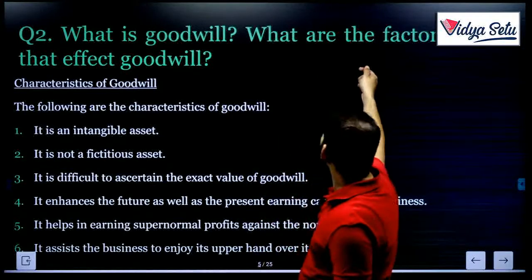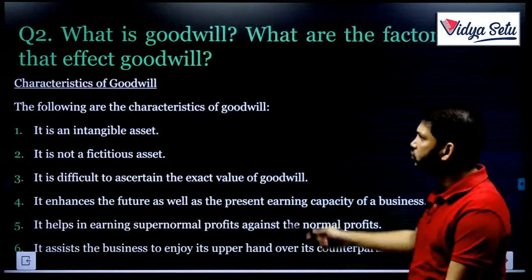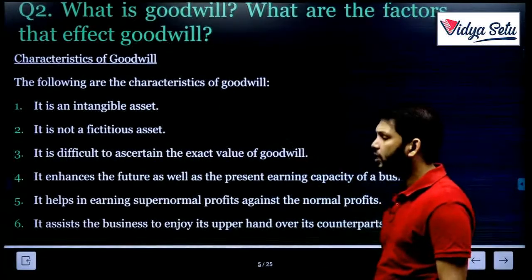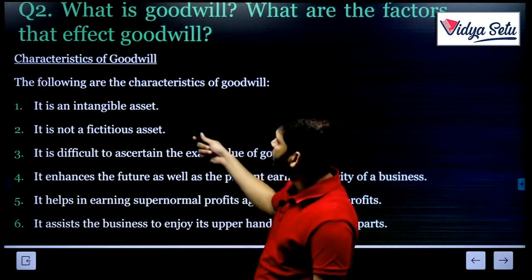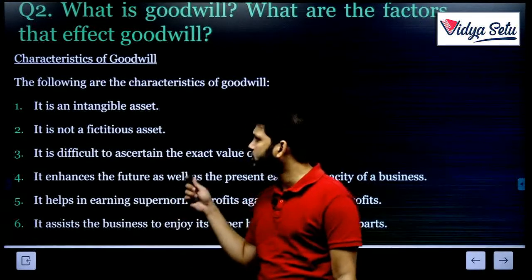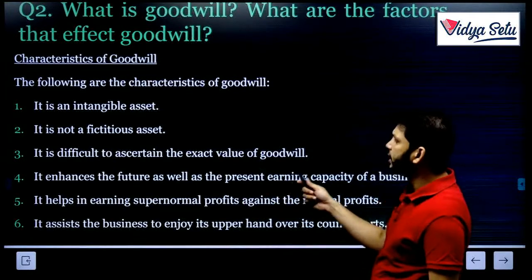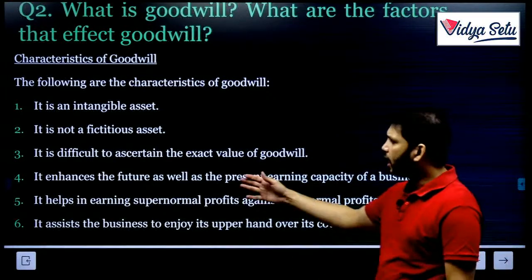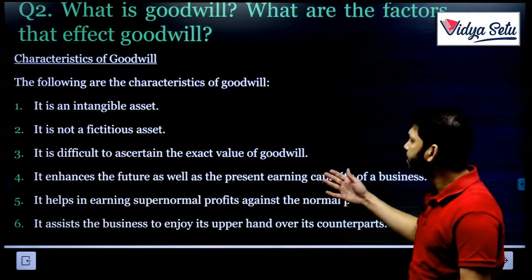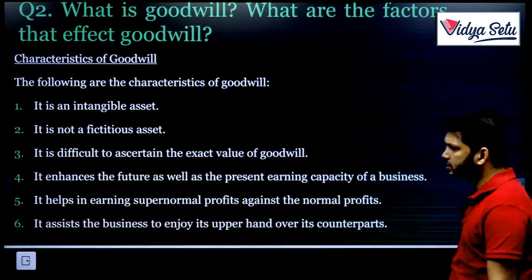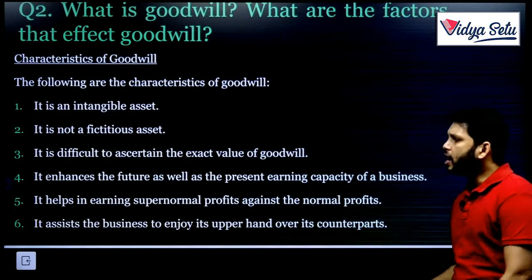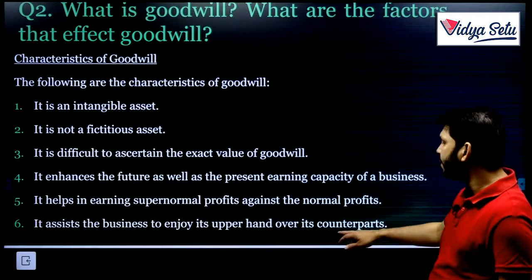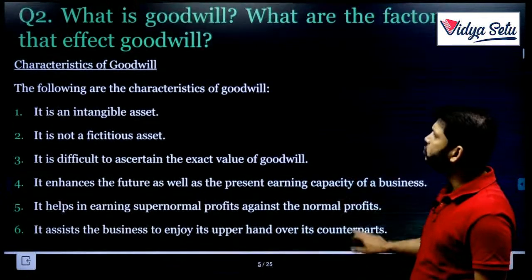And they have also asked us what are the factors that affect goodwill. So these are the characteristics of goodwill or the factors that affect the goodwill. The following are the characteristics of goodwill. It's an intangible asset, it's not a fictitious asset. It is difficult to ascertain the exact value of goodwill. It enhances the future as well as the present earning capacity of the business. It helps in earning supernormal profits against the normal profits, and it assists the business to enjoy an upper hand over its counterparts. So these were the characteristics.